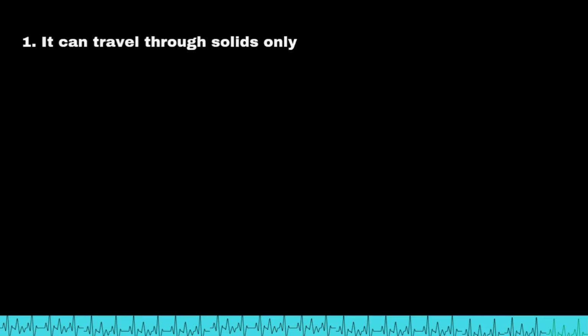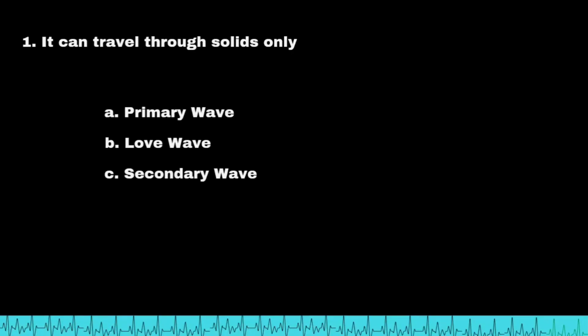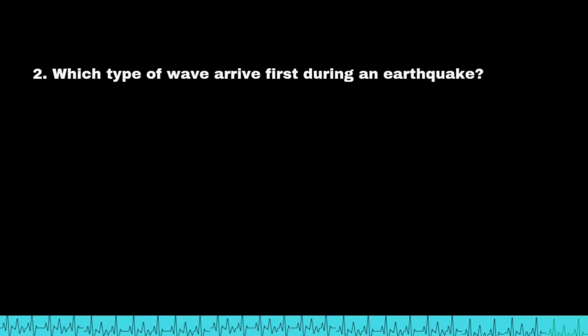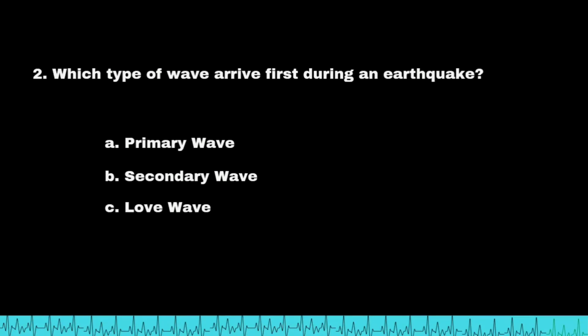Question number 1. It can travel through solids only. A. Primary wave, B. Love wave, C. Secondary wave, D. Rayleigh wave. Time starts now. Number 2. Which type of wave arrived first during an earthquake? A. Primary wave, B. Secondary wave, C. Love wave, D. Rayleigh wave.